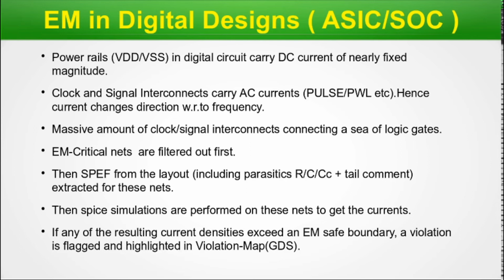Now we have the EM thresholds from the foundry, and if any of the resulting currents or current densities exceed the EM safe boundary, a violation is flagged for that particular net, and a total violation map is generated. Then this violation is overlaid onto the actual GDS, and hotspots are identified and corrected.